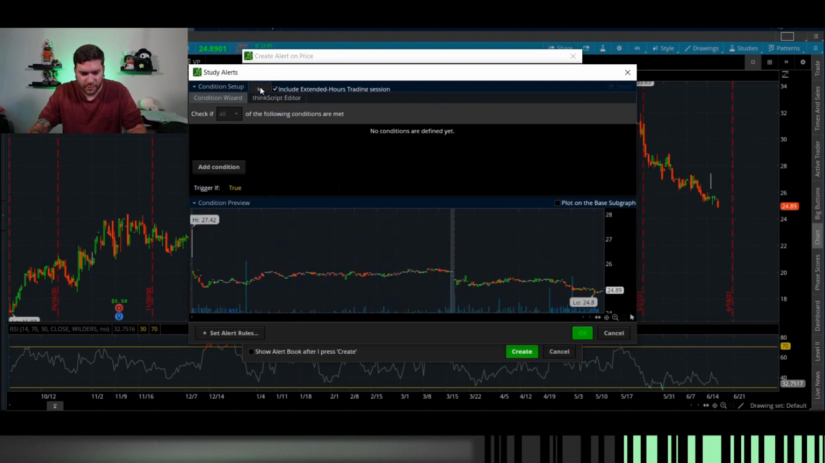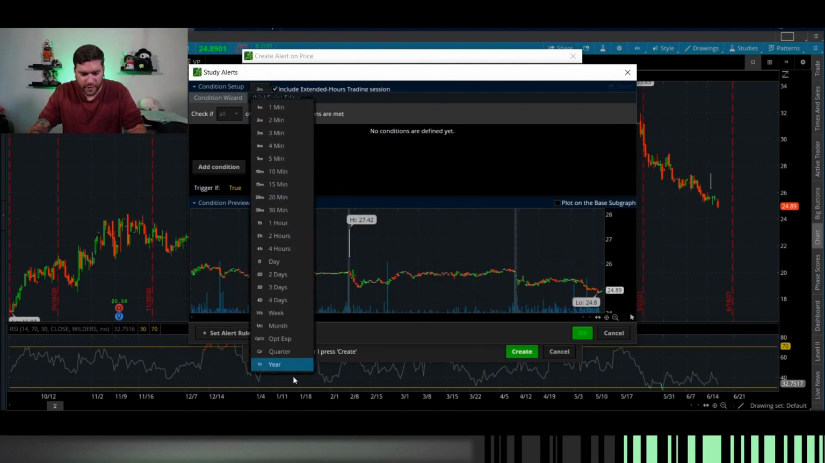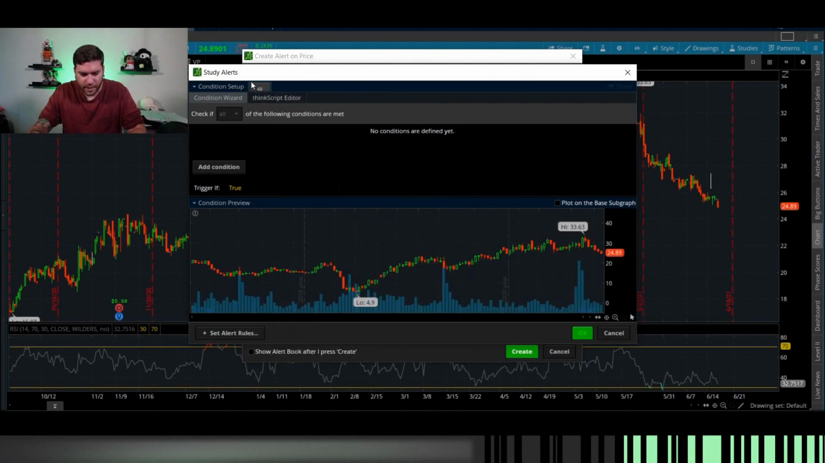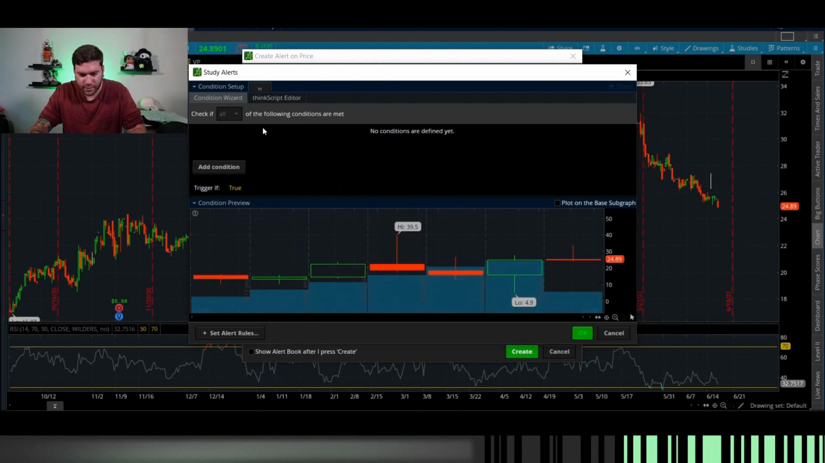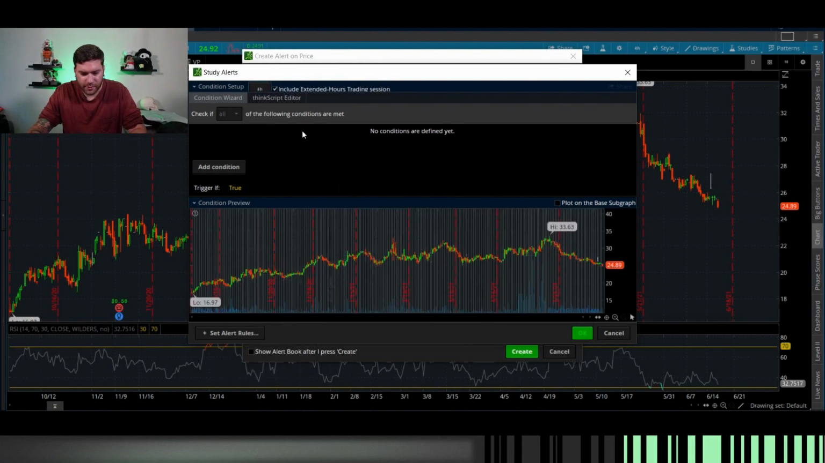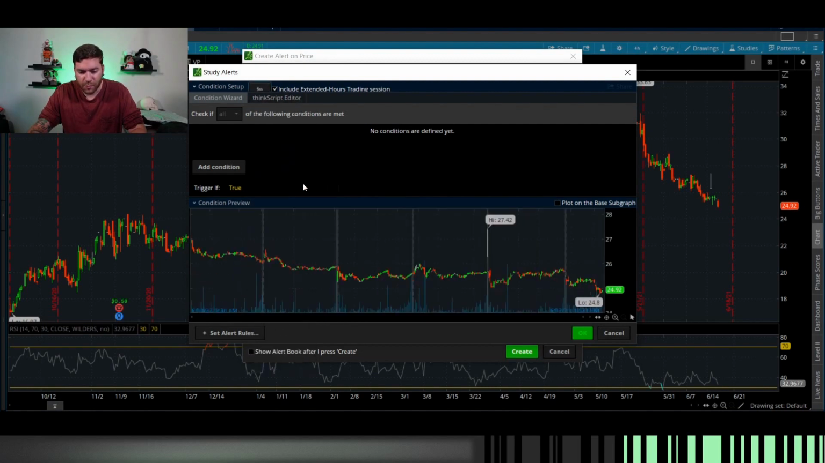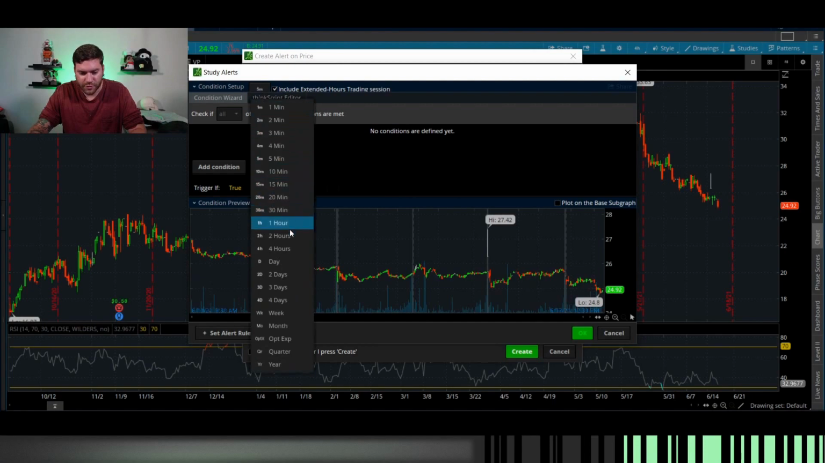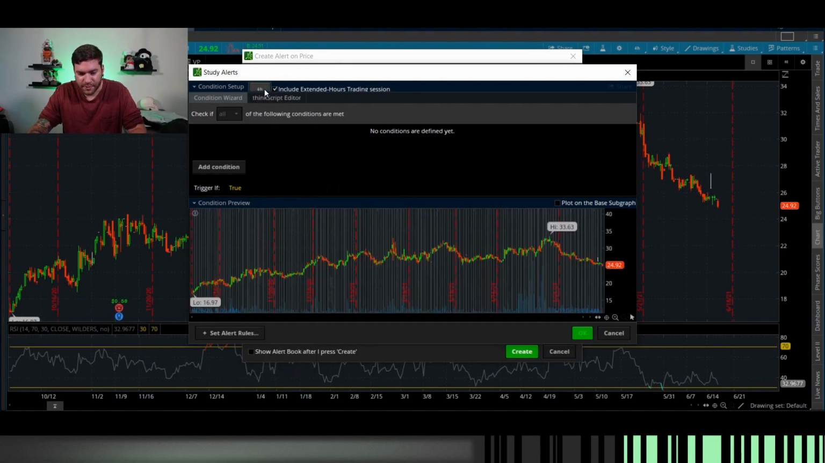1 minute right here, 2 minute, whatever it may be. You can even do like every 4 days. You can do a yearly chart, right? It has to be set correctly. 4 hour is what I use. So make sure your condition script is set to 4 hours. Most times you open this, it's set to 5 minutes. Not very useful. So again, 4 hour must be selected before you move on.